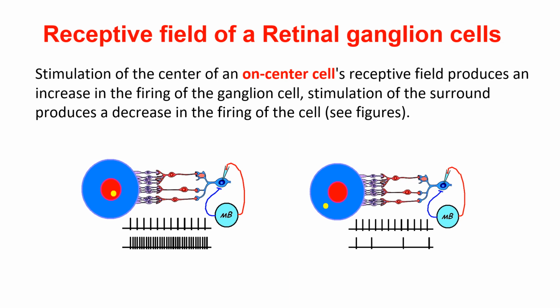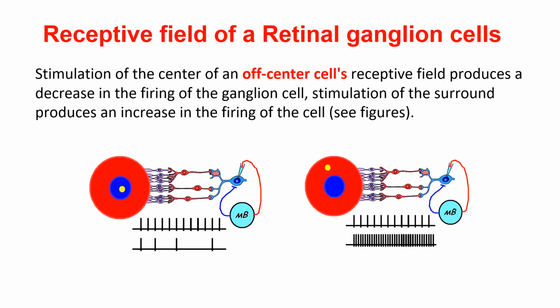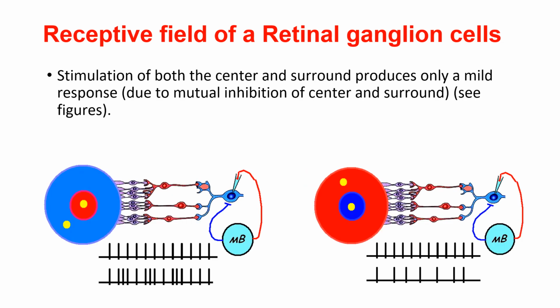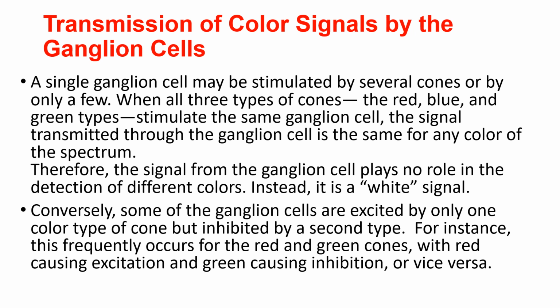See figures. Stimulation of the center of an off-center cell's receptive field produces a decrease in the firing of the ganglion cell. Stimulation of the surround produces an increase in the firing of the cell. See figures. Stimulation of both the center and surround produces only a mild response, due to mutual inhibition of center and surround. See figure. Transmission of color signals by the ganglion cells.